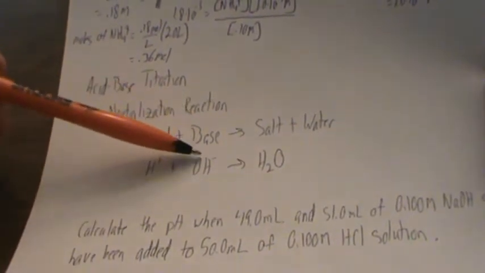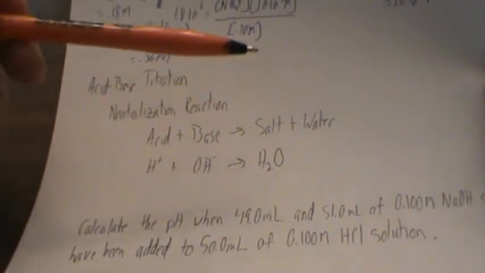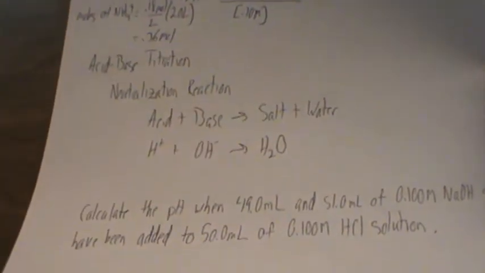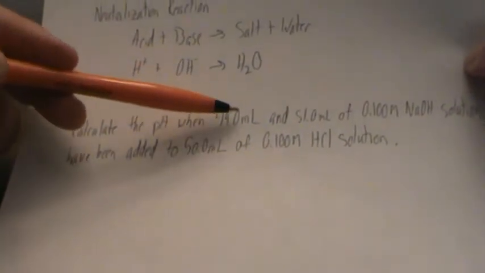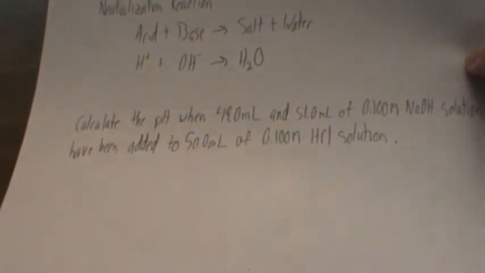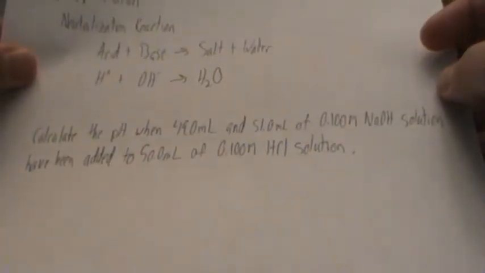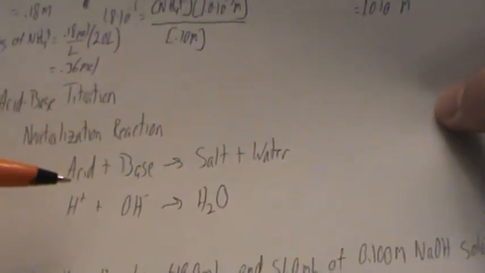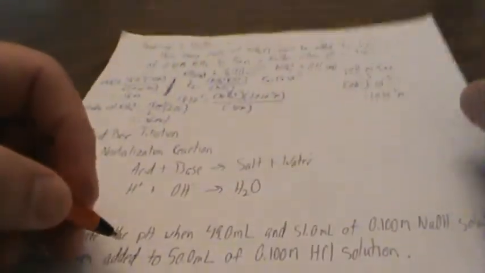Base, we're going to get the hydroxide ion. So hydrogen ion plus hydroxide is going to give us water. Now, in this problem, it says calculate the pH when 49 milliliters and 51 milliliters of 0.1 molar sodium hydroxide solution have been added to 50 milliliters of 0.1 molar HCl solution. So what we're going to do is set up an ICE table problem for this. It's going to be easy because we're going to be using this reaction: the hydrogen ion plus hydroxide yields water.